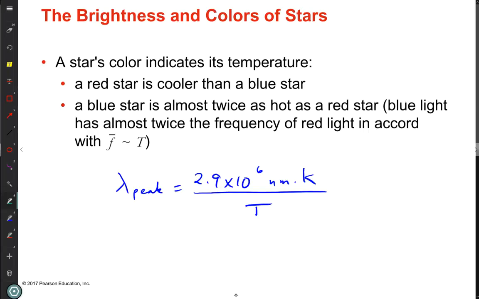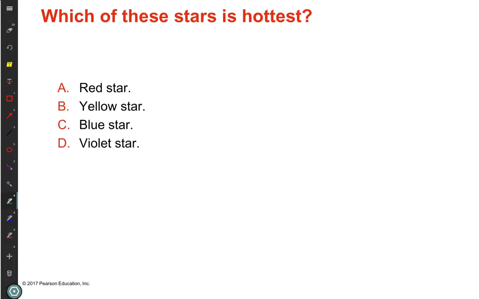Okay, so we had two things going on. One, the temperature affects the peak radiation. Second, the temperature affects the total amount of light. So by looking at the color, you can get an idea of the temperature, and that also tells us about the light. So based on what Larissa taught you, which of these stars would be the hottest?